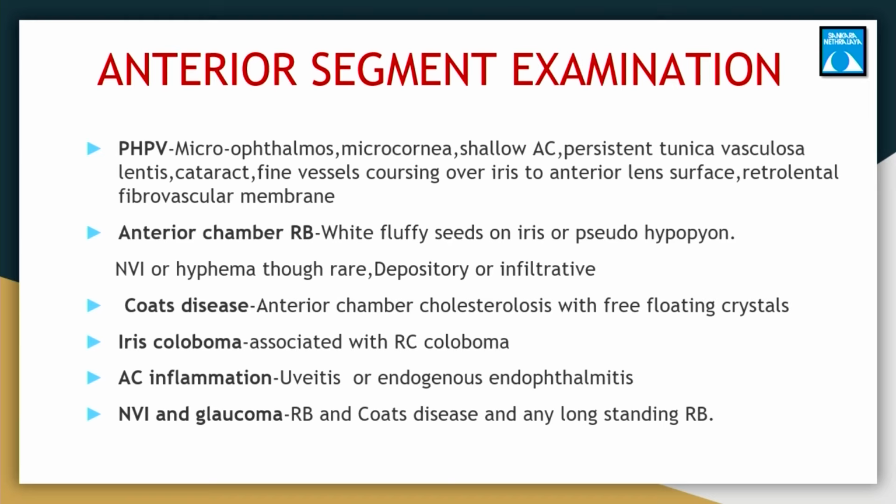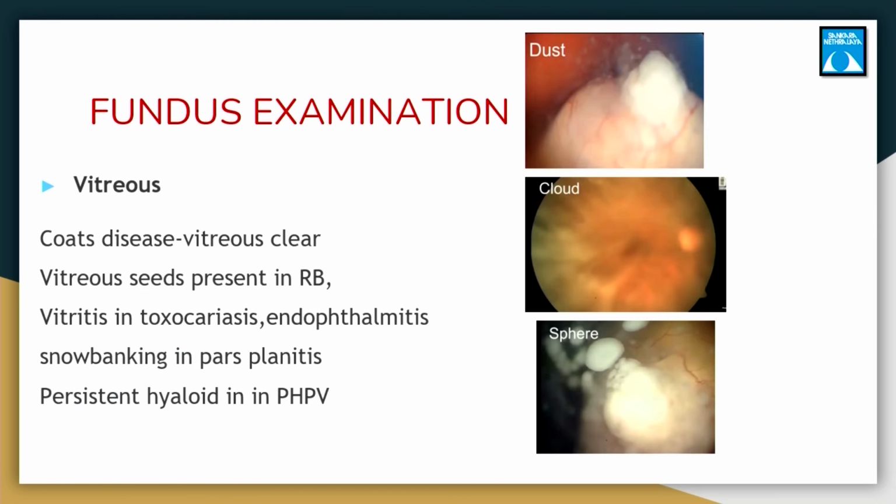In Coats disease, we rarely have anterior chamber cholesterolosis, where we see free floating crystals in the anterior chamber. Iris coloboma is associated with a retinal coloboma, and AC inflammation is seen in inflammatory causes of uveitis and also in infectious causes of endogenous endophthalmitis. And NVI and glaucoma, as we discussed, can be seen in RB and Coats disease, or even in any long-standing retinal detachment. Fundus examination: in Coats disease, the vitreous is clear.